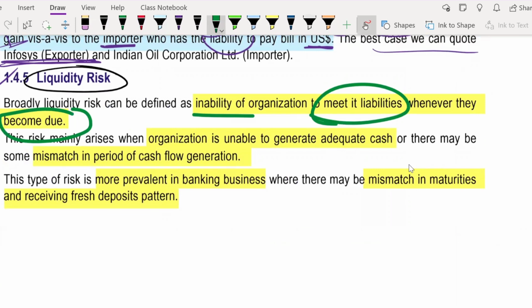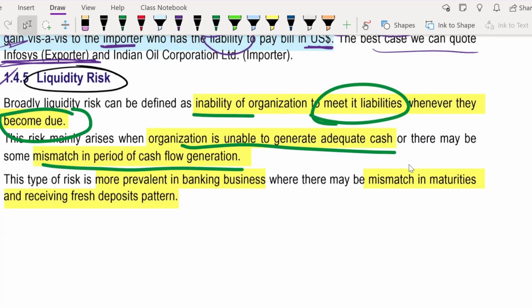That right now in our organization, there is no cash to meet the liabilities which are due. So the organization is unable to generate adequate cash. So what happens? There is a mismatch in period of cash flow generation. So here what happens is that right now you have to pay something. For that right now you do not have money. Maybe in the future you can get money. So that is a mismatch of cash flow generation. Now if you have to pay something, now only you have to get money, right? If there is a mismatch in that, or if you are not able to generate adequate cash, then that will be known as your liquidity risk.